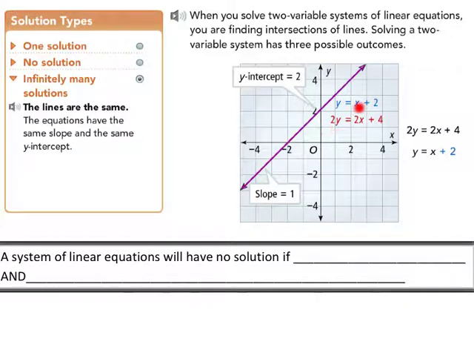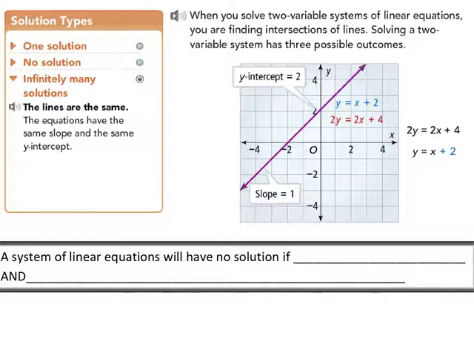If we solve that equation for y, we would have to divide everything by 2. When I divide 2y by 2, I get y. When I divide 2x by 2, I get x. And when I divide 4 by 2, I get 2. So this ends up being the exact same line. One is on top of the other. That happens if the slopes are the same and the y-intercepts are the same.